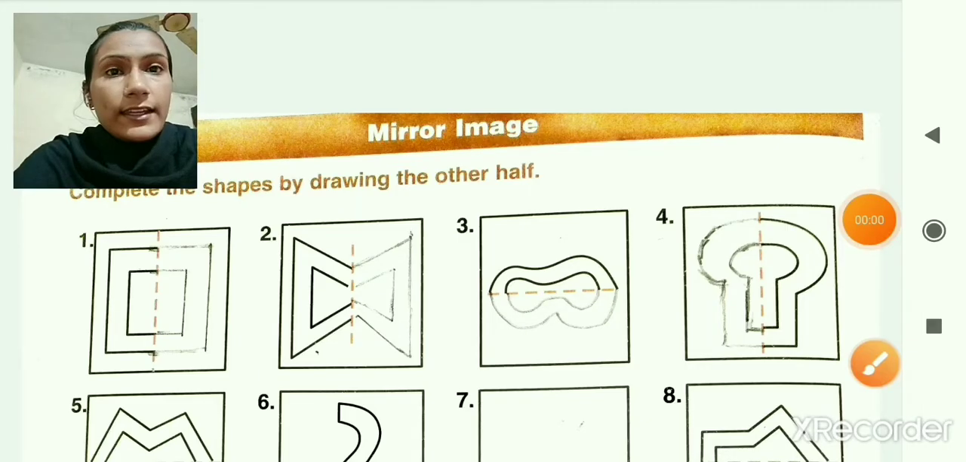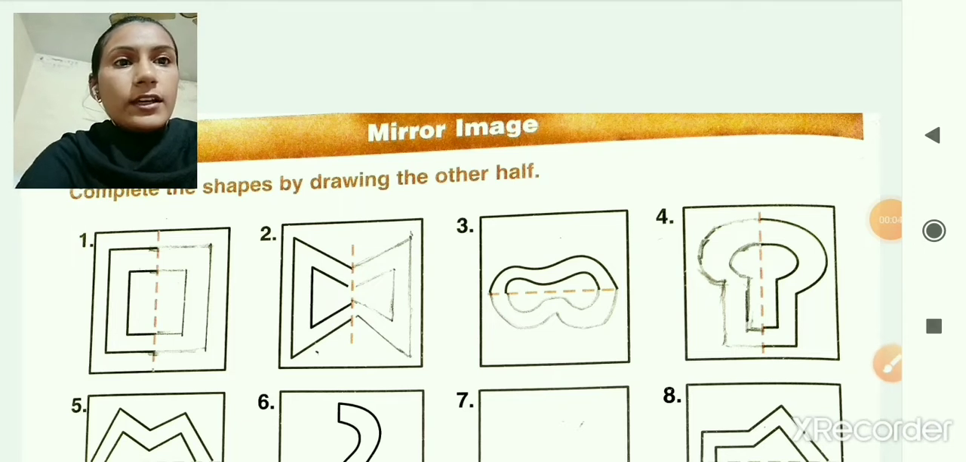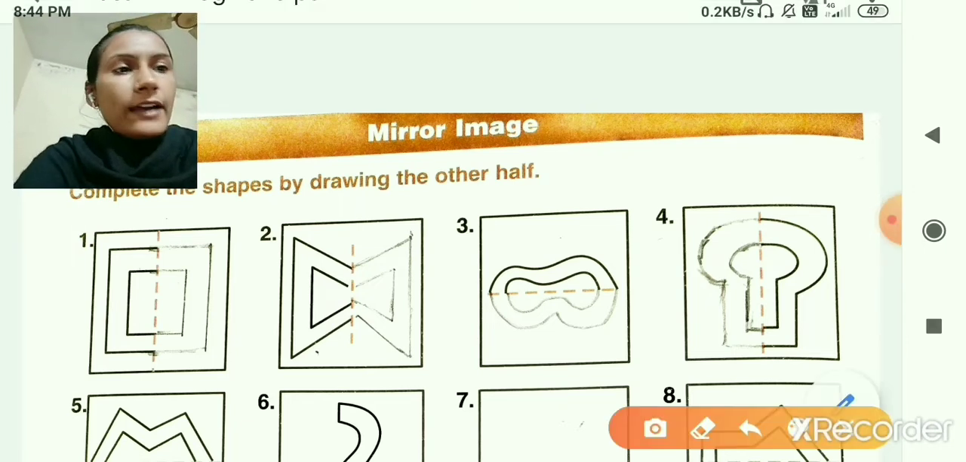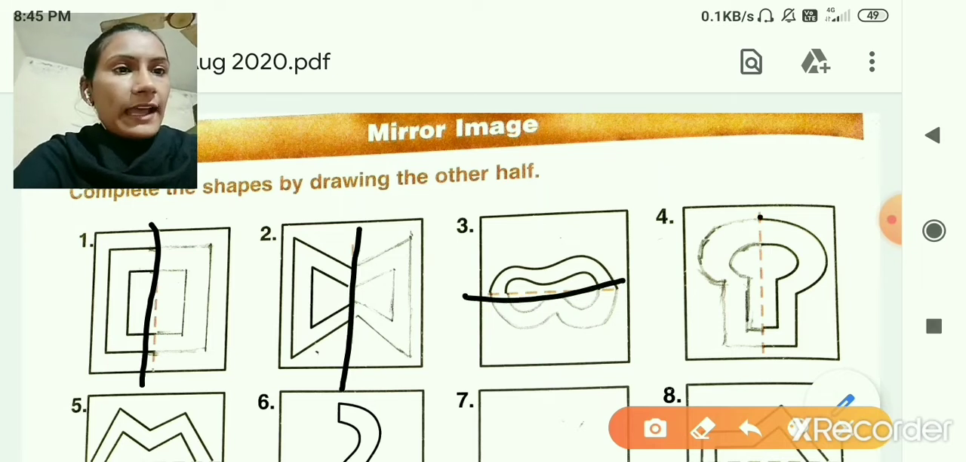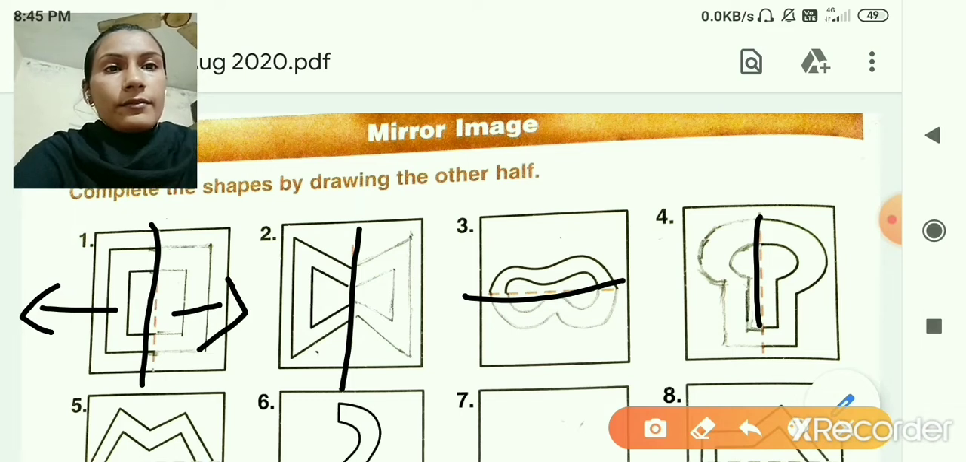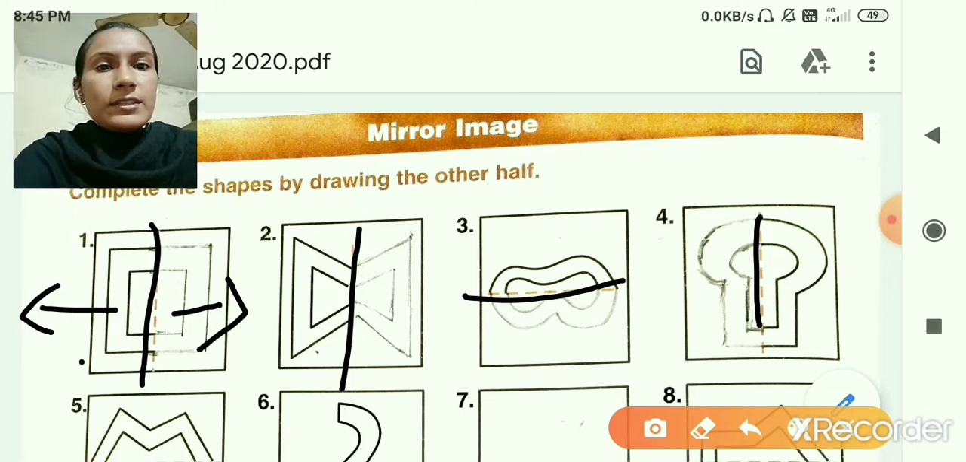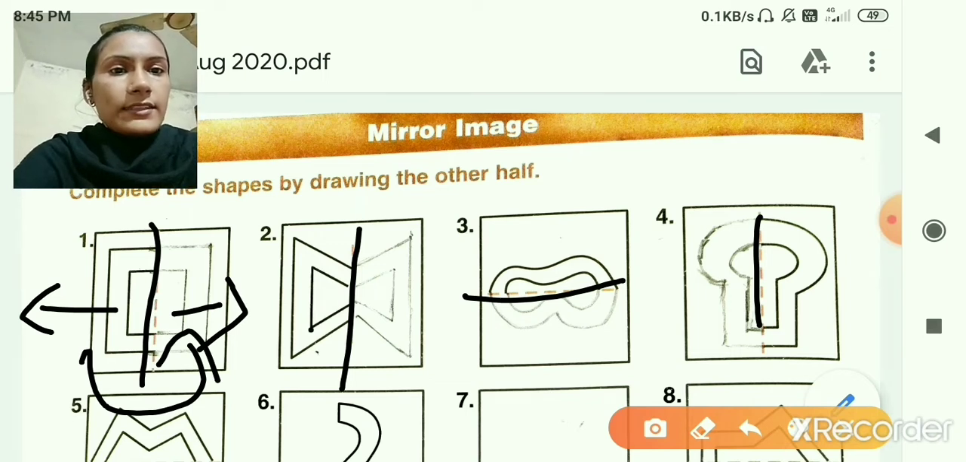The next one is mirror image. Complete the shapes by drawing the other half. That means here half is given. You can see this half part is already given. So you have to complete these shapes here by drawing the other half. That means this half part you have to draw the same here. This part you have to draw here, same this part you have to draw here, and this one is here.